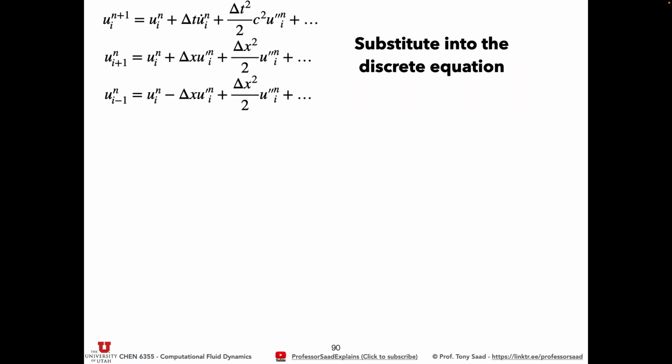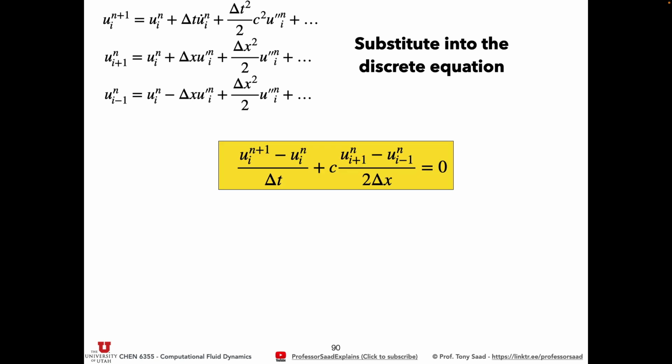So substitute these into this discrete equation. Okay. So what you get, indeed, you just take them and substitute them. And I'll start with that. So look at that first term, u_i^(n+1) minus u_i^n. So u_i^(n+1) minus u_i^n is Δt u dot. Over Δt, you get u dot, plus Δt^2 over 2 c^2 u double prime, over Δt, right? And then dot, dot, dot, a bunch of other terms. This is what happens when you do this.